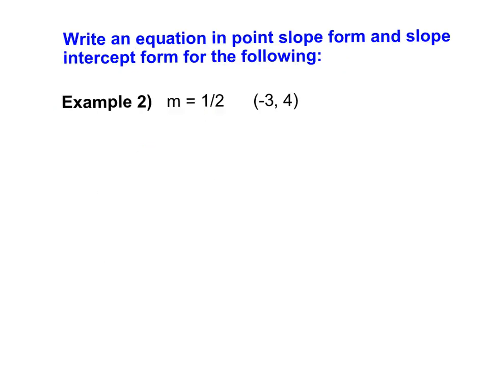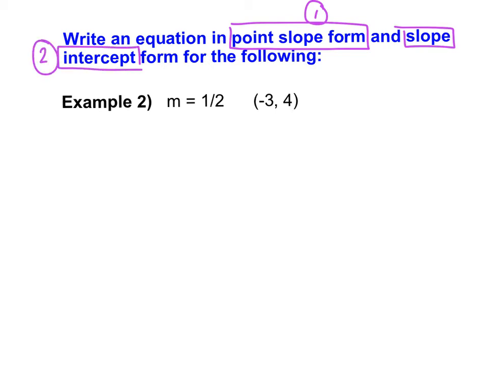So looking at the second example here, the instructions say to write an equation in point-slope form and slope-intercept form for the following situation. So what we're going to do is we're going to always start in point-slope form. That's what our first goal is going to be. And then we're going to rewrite that equation into slope-intercept form second. So we'll label that as we go. So we can see from the information we have here that we have a slope and we have a point. So this is a perfect situation to use point-slope form in.